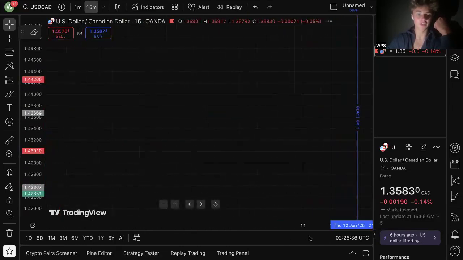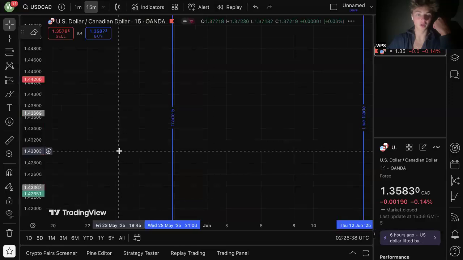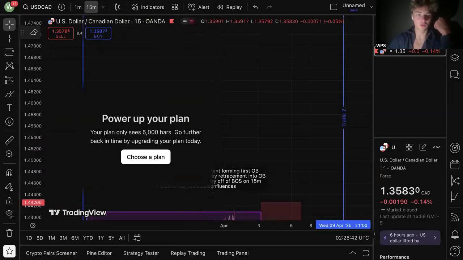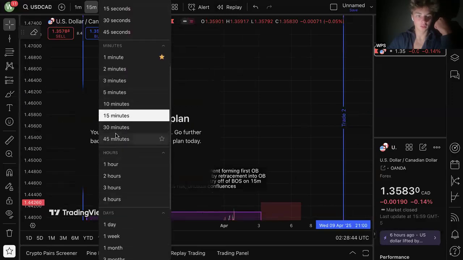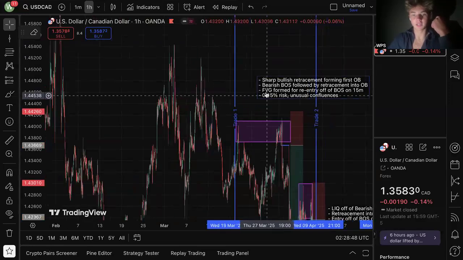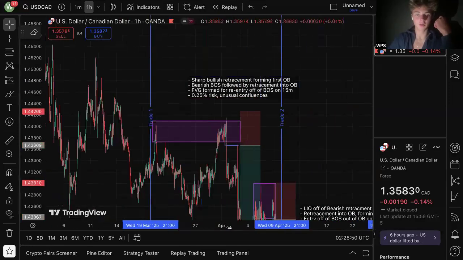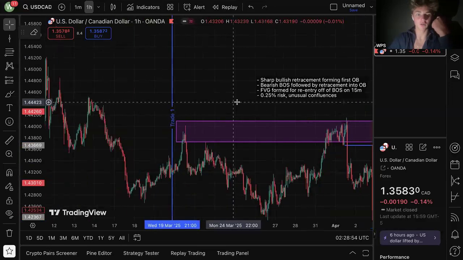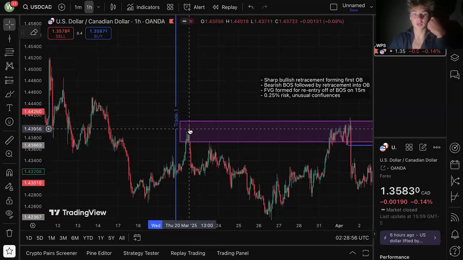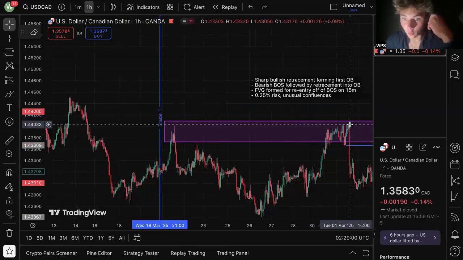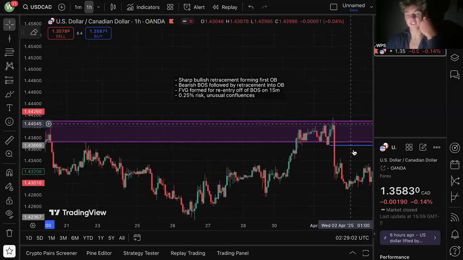although that may have actually been taken on the 1 hour. So that trade was taken on the 1 hour instead of the 15 minute, as it had said previously. But in other words, on here, you can see much more clearly how price taps into this order block and then price retraces back into this order block and wicks past it, which is what I like to see.